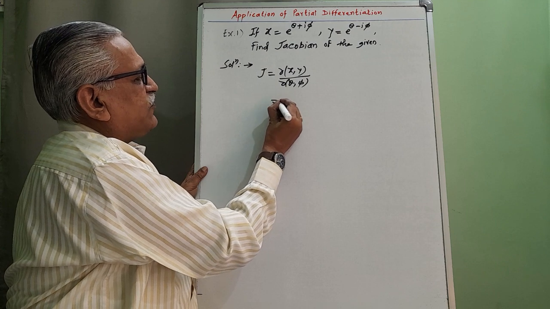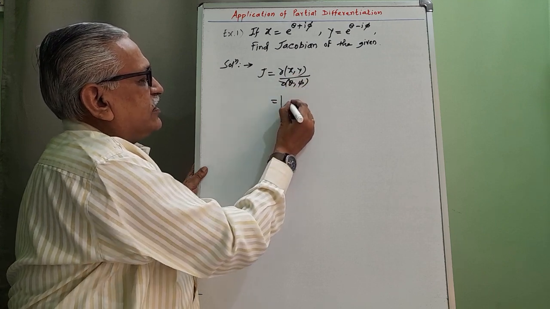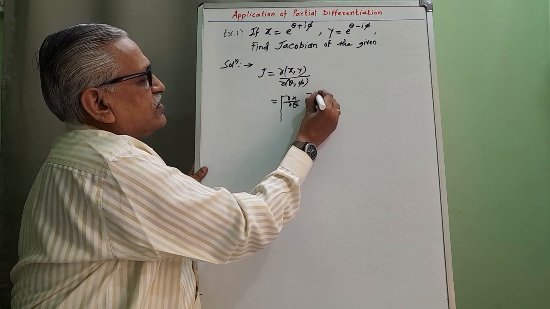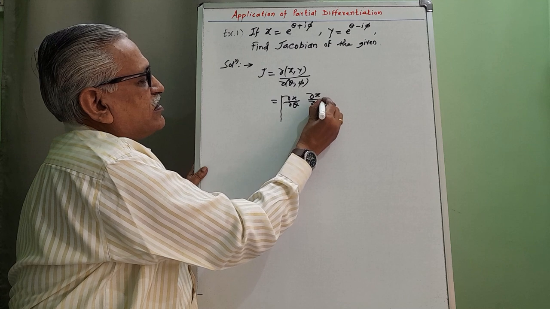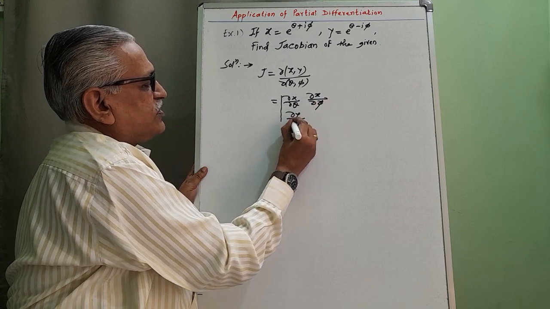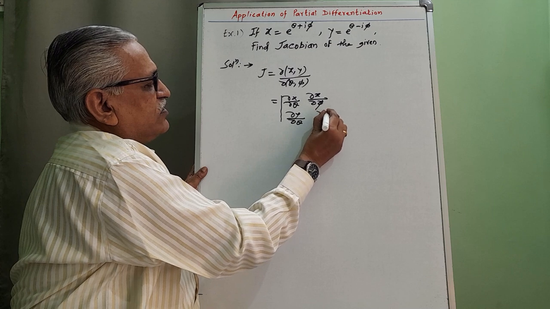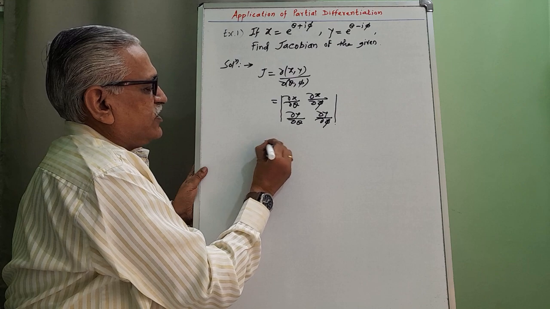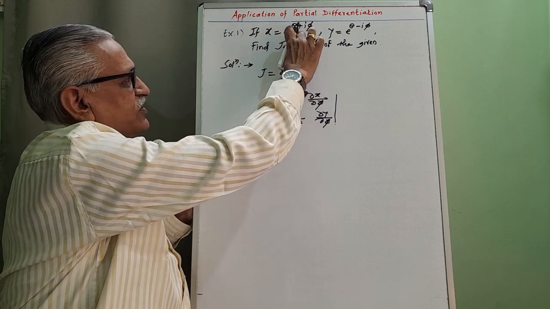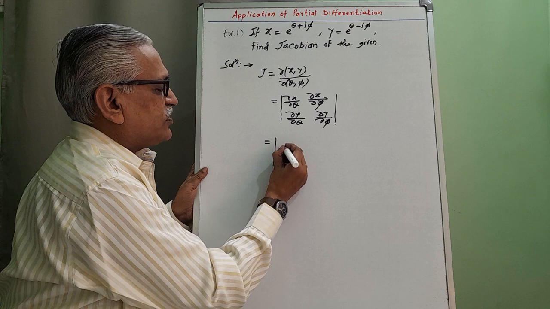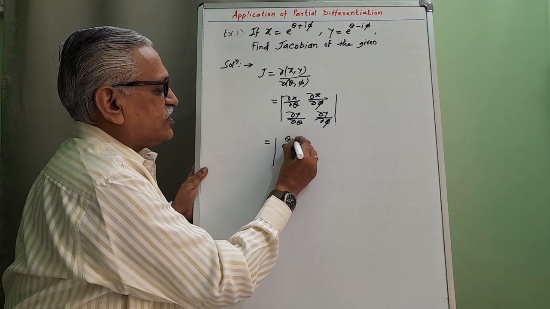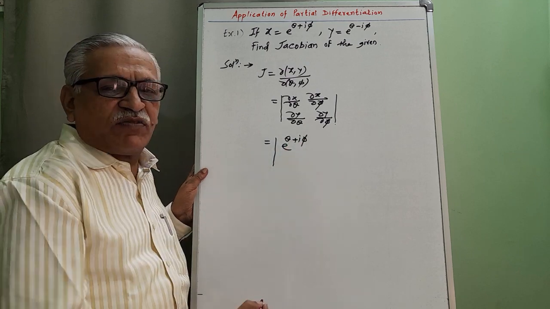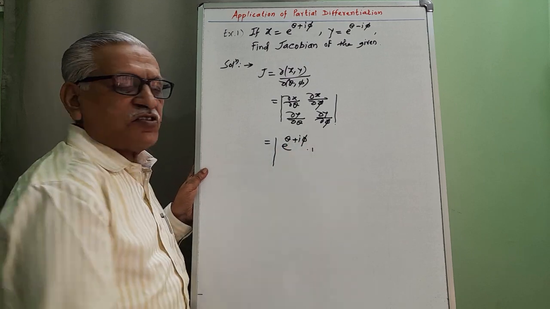and therefore as per definition it is the determinant of dou x by dou theta, dou x by dou phi, dou y by dou theta and dou y by dou phi. Therefore, differentiating x with respect to theta, keeping phi constant, the derivative is e raised to theta plus i phi, chain rule, differentiation of theta plus i phi is 1.